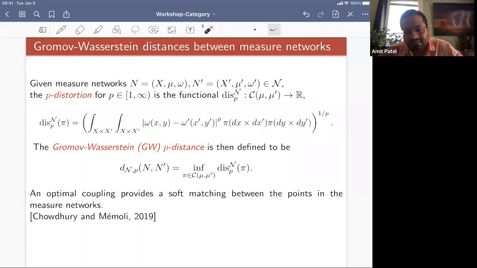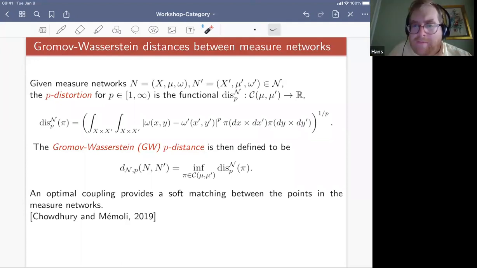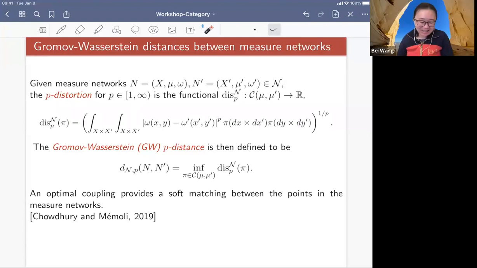Hans? Hi, Bei. I just want to ask if you've considered using this framework for graph neural networks or other learning problems.